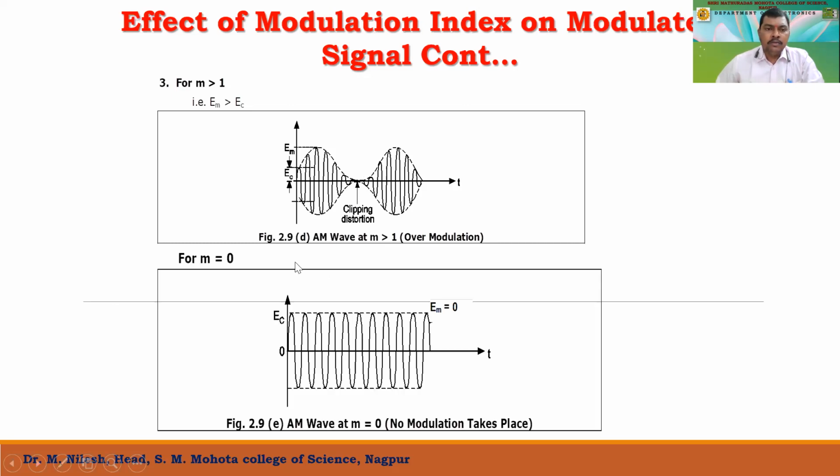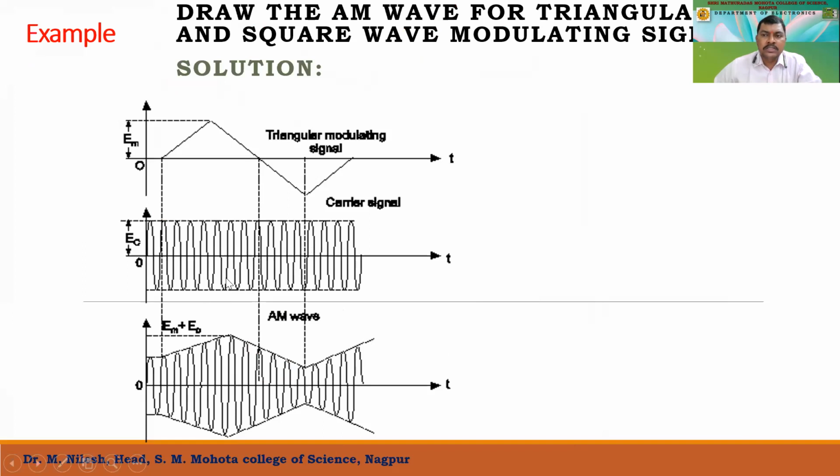And if the modulation index is 0, then the carrier will appear as it is. We call it no modulation is done. So we will have a simple carrier wave frequency like this, whatever is shown on the screen over here. This is when we have EM equal to 0, so only EC will be there. So EM equal to 0 implies that the modulation index is 0. Okay, so this was for the sine wave.